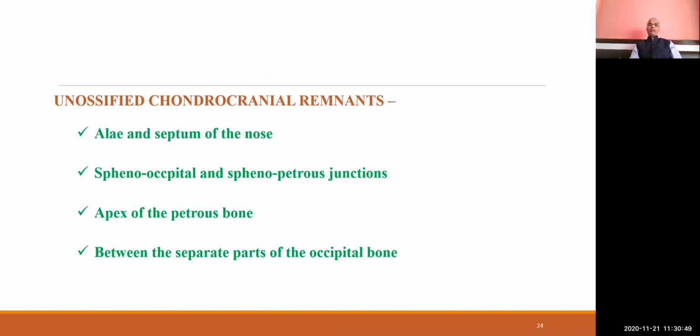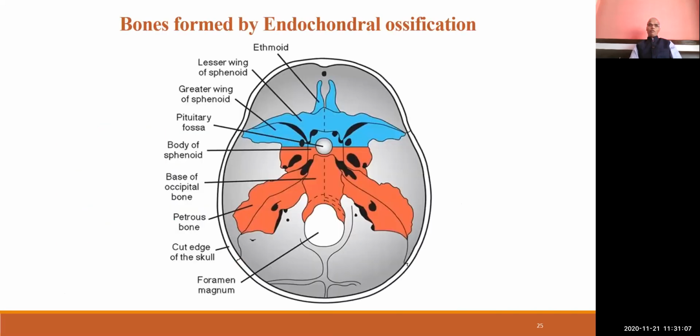So unossified chondrocranial remnants are the alae and septum of the nose, spheno-occipital and spheno-petrous junctions, apex of the petrous bone, and between the separate parts of the occipital bone. These are the bones formed by endochondral ossification: ethmoid bone, lesser wing of sphenoid bone, greater wing of sphenoid bone, body of sphenoid bone, petrous part of temporal bone, and base of occipital bone.